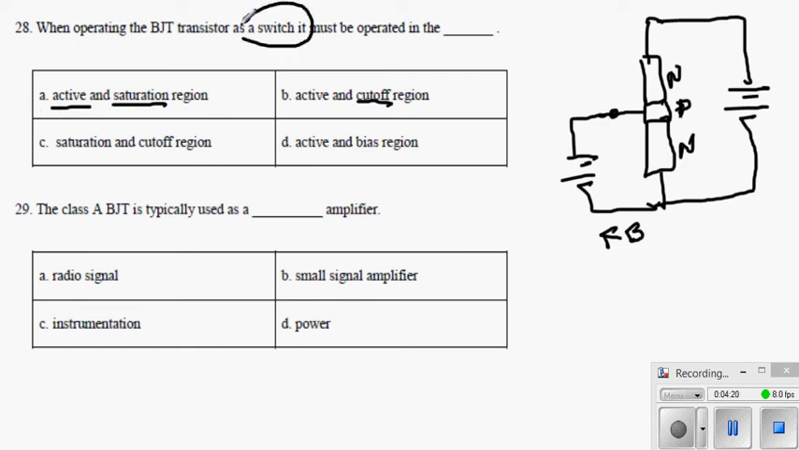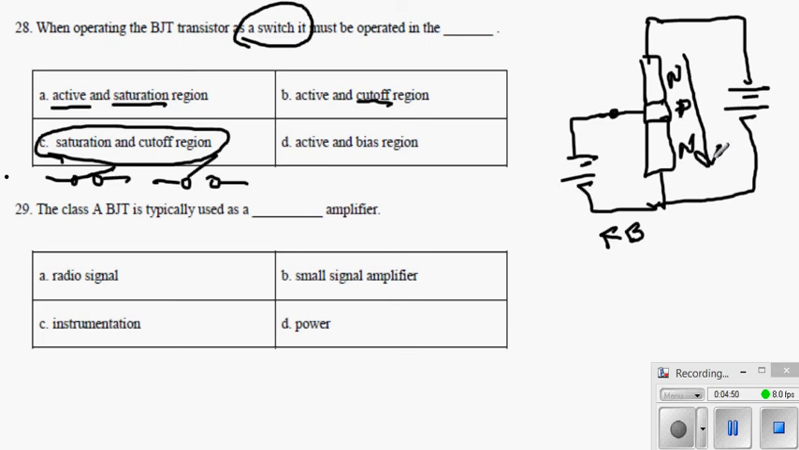Okay? And if you want to operate the BJT as a switch, you must use these two regions, saturation and cutoff. Saturation is acting like a switch that has been closed, and the cutoff acts like a switch that is open. So in the saturation region, the current will flow straight through the transistor with very little voltage drop from the beginning to the end.